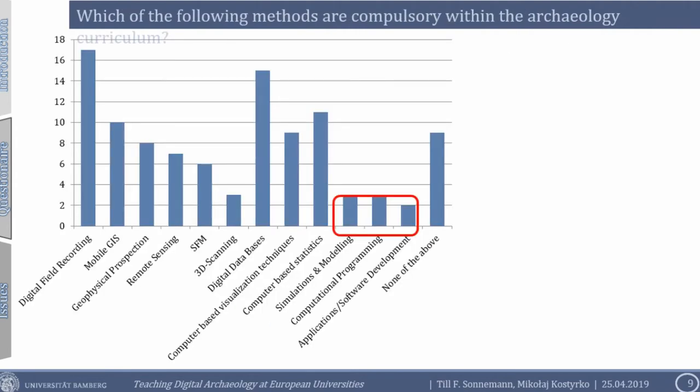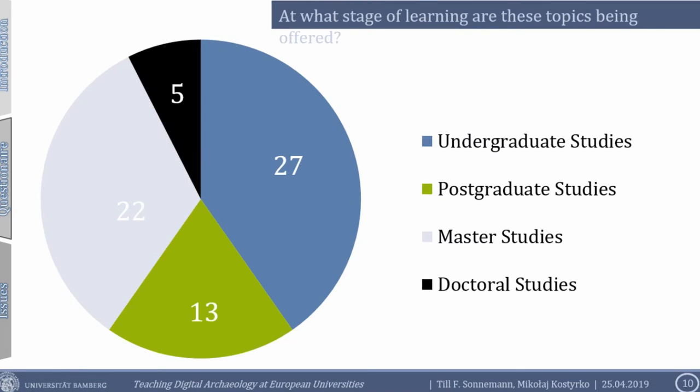Again, which of the following methods are compulsory within the archaeology curriculum? You notice compulsory are mostly, again, these two, and very little is on the stuff that we emphasize so much at the CAA. So that is something I think we can discuss later as well. At what stage of learning are these topics being offered? Mostly it starts already in undergraduate studies, and then postgraduate and master studies is as well quite prominent. Very few universities actually offer doctoral studies, so some kind of program within the PhD.